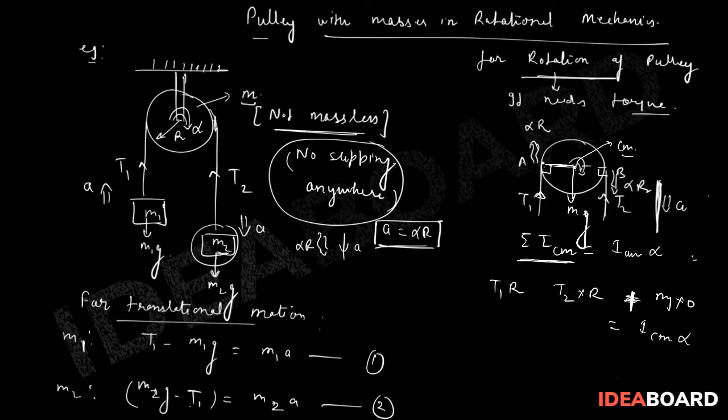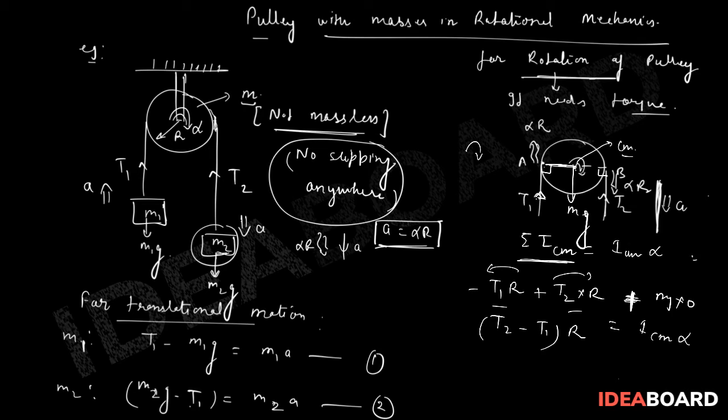Now what should be the sign? Basically I assumed net torque in the clockwise direction, because I assumed alpha clockwise. The T1 torque is in the anti-clockwise direction, and the T2 torque is in the clockwise direction. That means I am assuming that T2 into R will be greater than T1 into R. So this will be (T2 minus T1) into R is equal to I_CM into alpha.